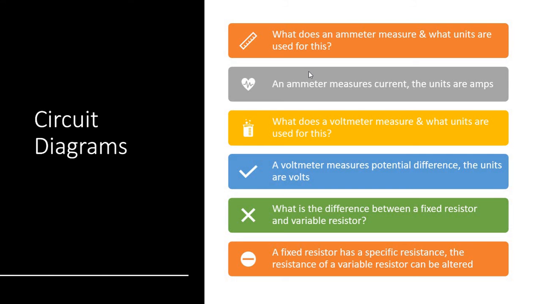Okay, how did you get on? So as we said, an ammeter measures current. The units for current are amps, if we remember. A voltmeter measures potential difference, and the units are volts. And a fixed resistor has a specific resistance to it, whereas the resistance of a variable resistor can be altered. So have a look at how you got on with those questions.